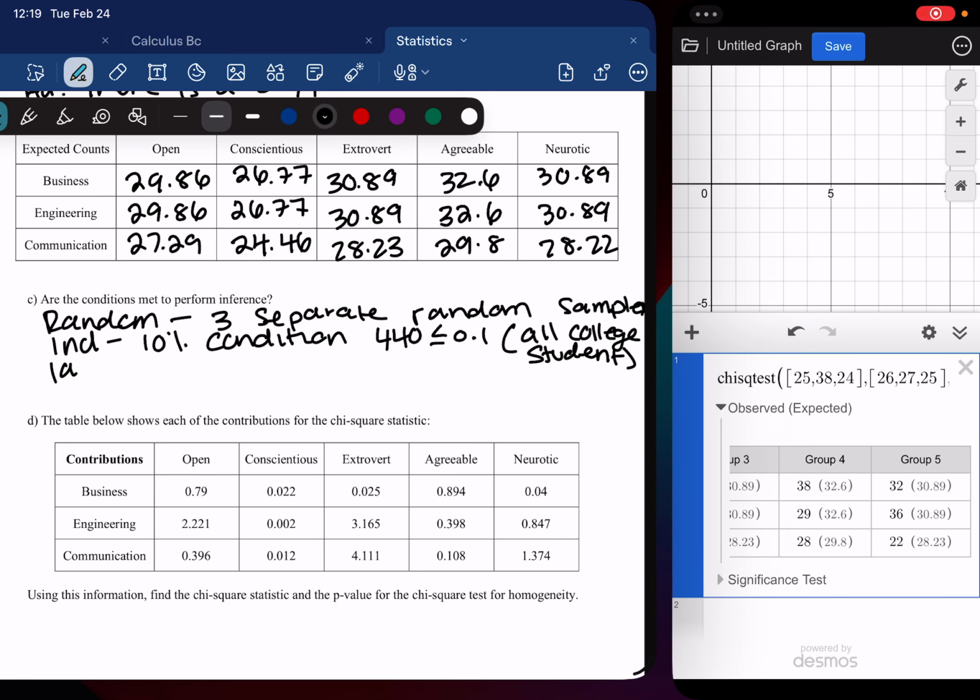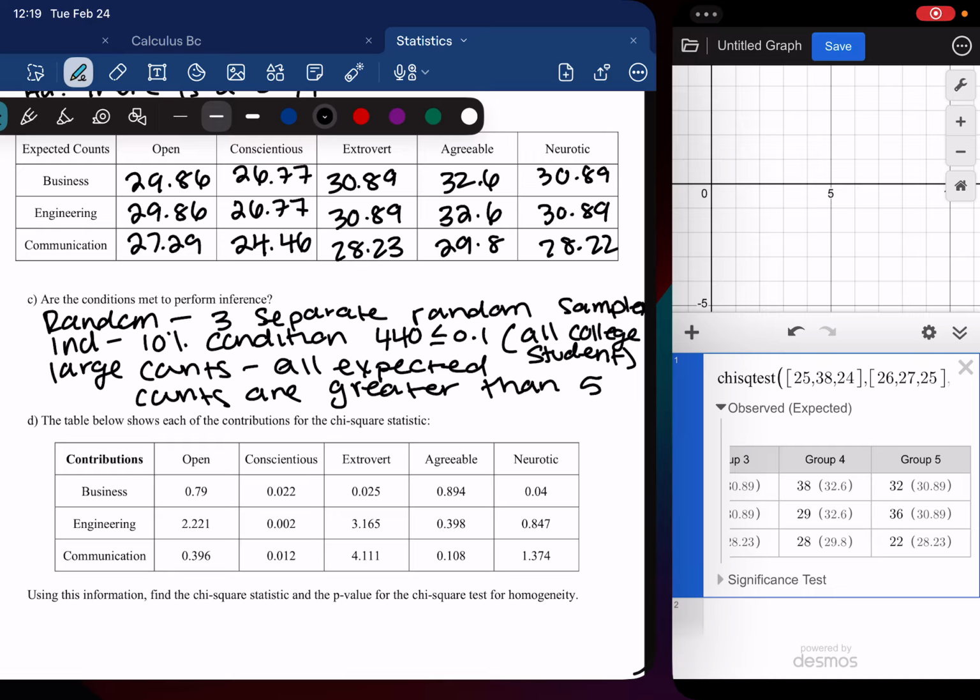And then for large counts, we just need to see if all the expected counts are what? Greater than 5. Are they? Yes. So we say all expected counts are greater than 5. Anything else that we have to do for conditions? No, we're done.